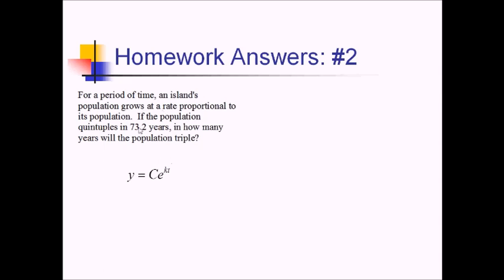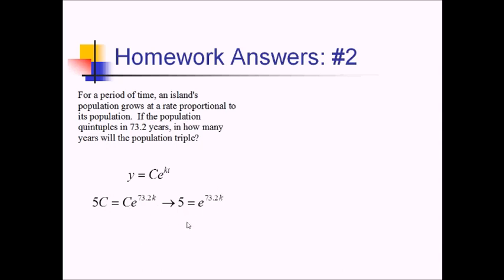If our population quintuples in that time, we can write 5 times c equals c times e to the k, and then our t value we're going to plug in initially is 73.2. So this is our function with the initial value plugged in. And the only thing we don't know now is the k value. I mean, we don't know c technically, but once we divide both sides by c, that's gone. And now we can just go ahead and solve for k.